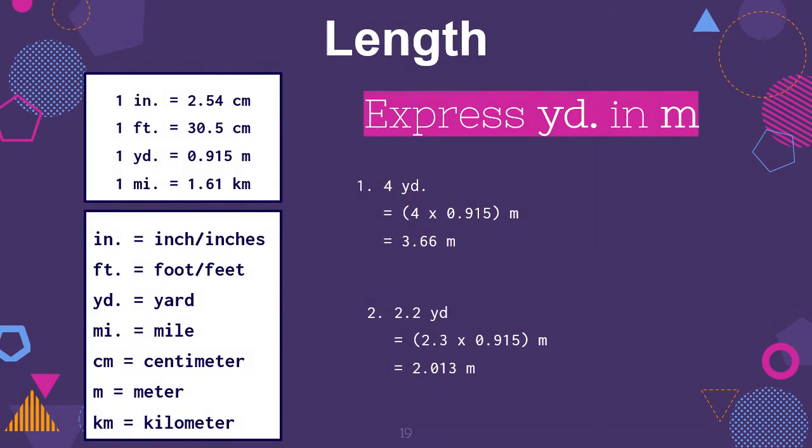So next, express yards in meters. Given we have 4 yards, multiply it by 0.915 meter, since 1 yard is equal to 0.915 meter. So 4 multiplied by 0.915, the answer is 3.66 meters. Then 2.2 yards is equal to 2.013 meters.